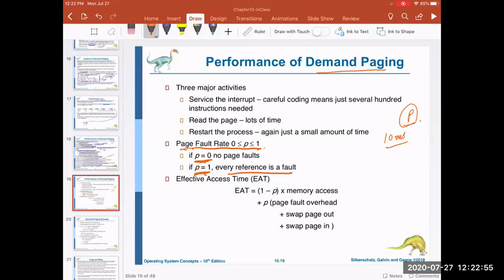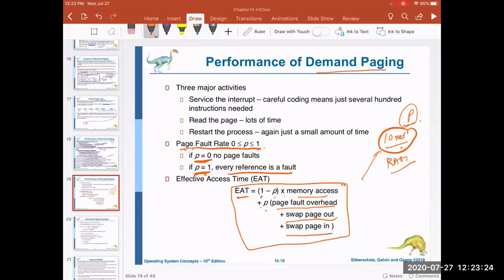So what would be the effective access time here? It is (1 minus P) into memory access time. Let us suppose here 10 milliseconds is the memory access time. Here it is RAM. So (1 minus P) into memory access time, plus P into page fault overhead plus page swap out plus page swap in. This would be the new estimated effective time if a page fault occurs.